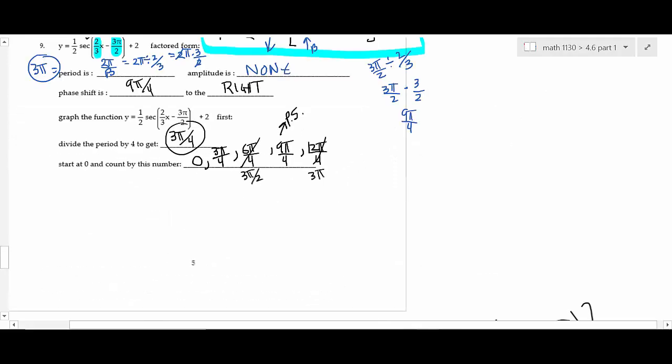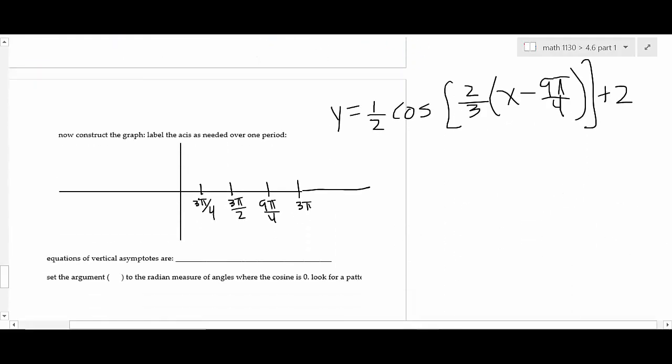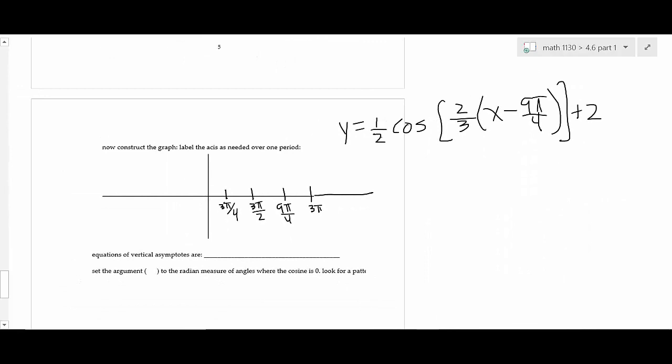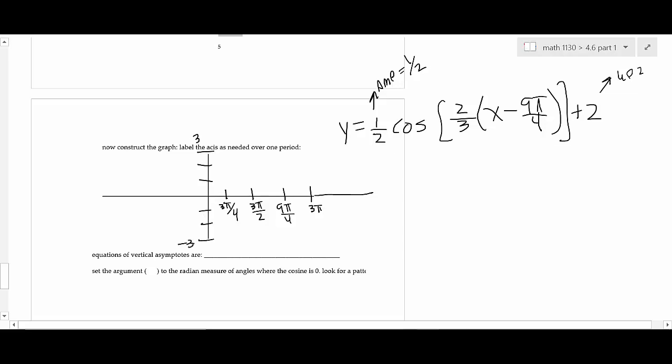Now with this one, what we want to have is the amplitude is 1/2. On the cosine, the amplitude is 1/2. And then the 2 is going to move everything up 2. So it would make a lot of sense to me to maybe make this go up to 3, and then maybe down to -3. And then I'm going to put little halfway marks in between like that. So what we're going to do is see if we can put this together.